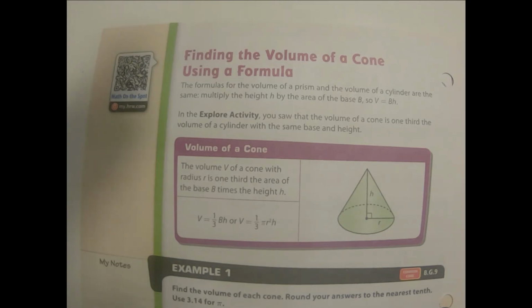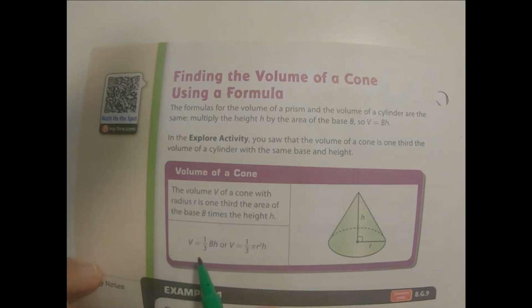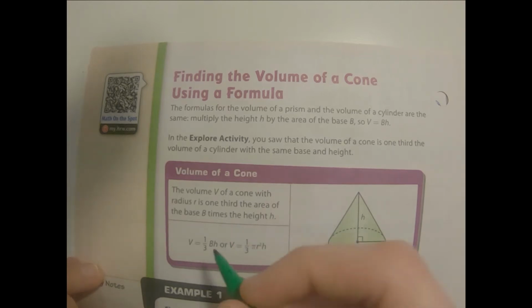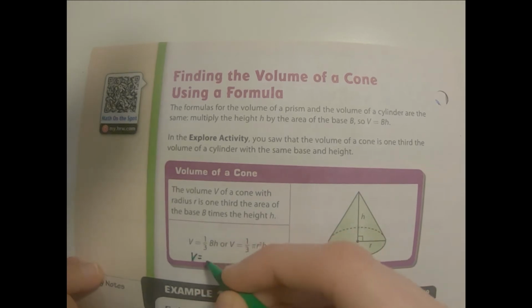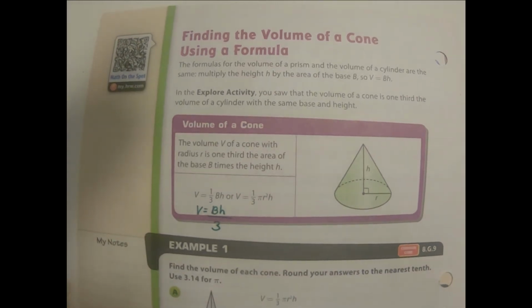volume of a cylinder. To find the volume of a cone using a formula, we're going to use the radius of the base, and we're going to multiply to find the volume of a cone by doing 1/3 times the area of the base times the height. Okay? Or the volume is the base area times height divided by 3. However you want to look at it.